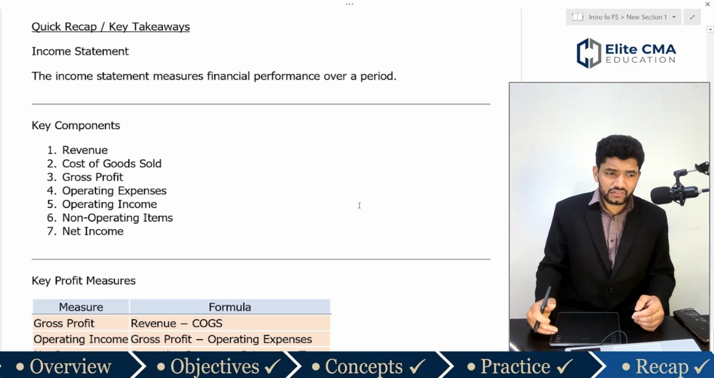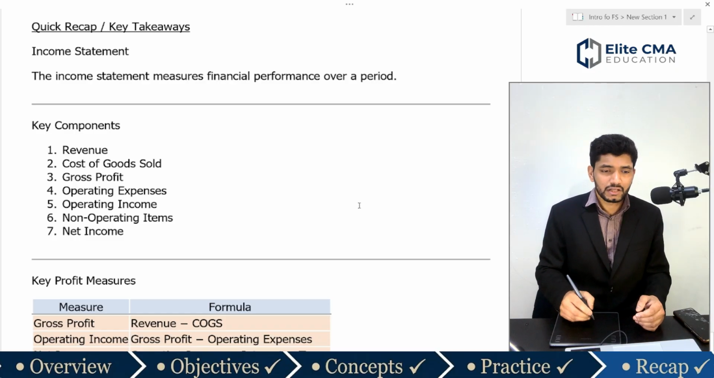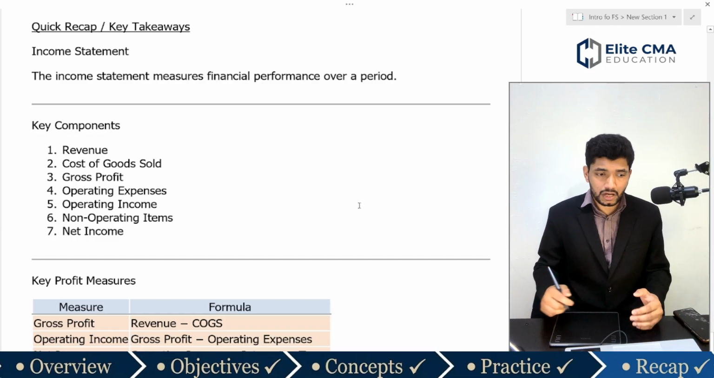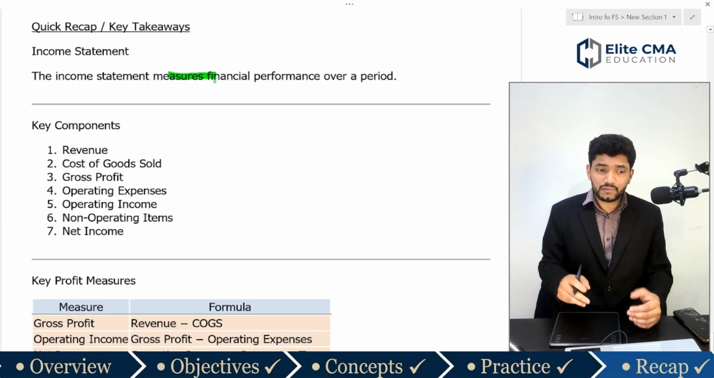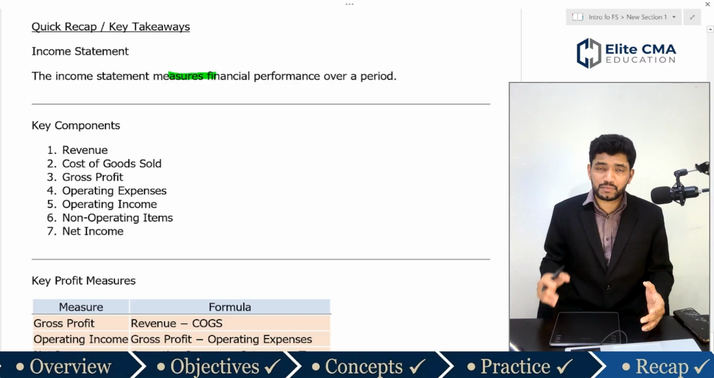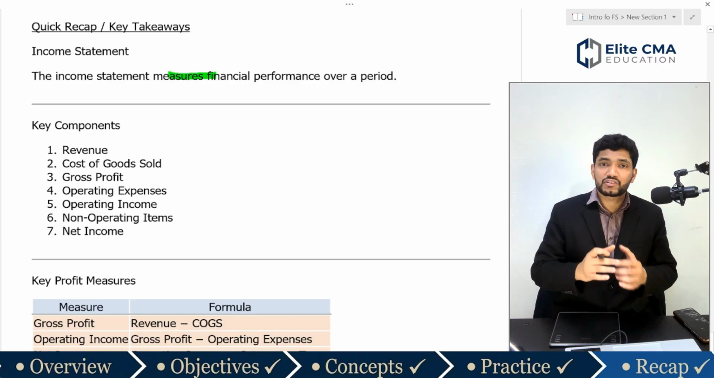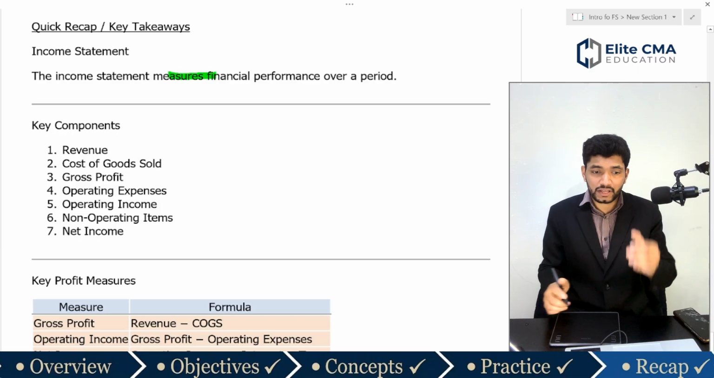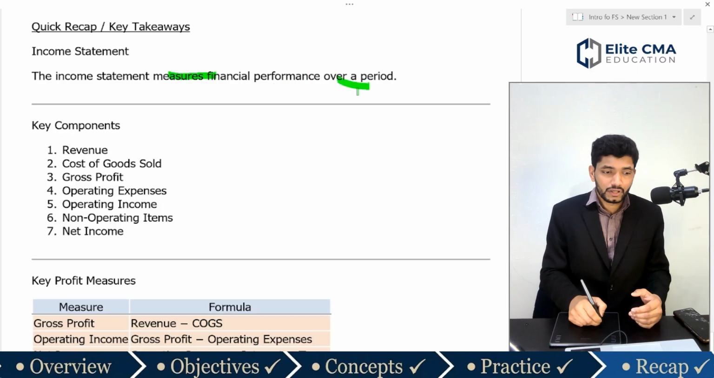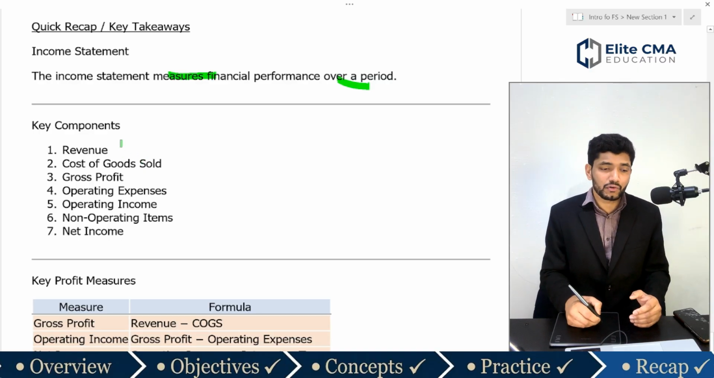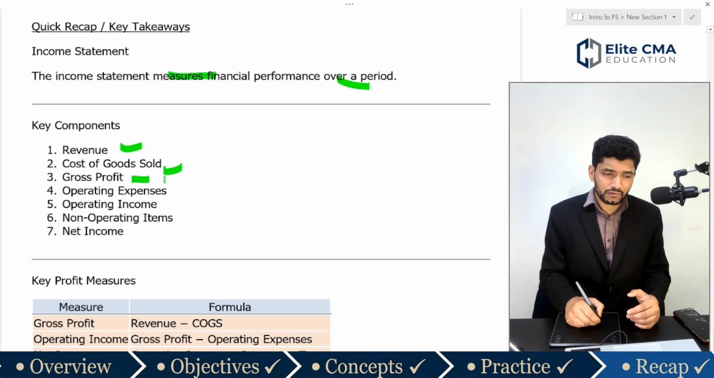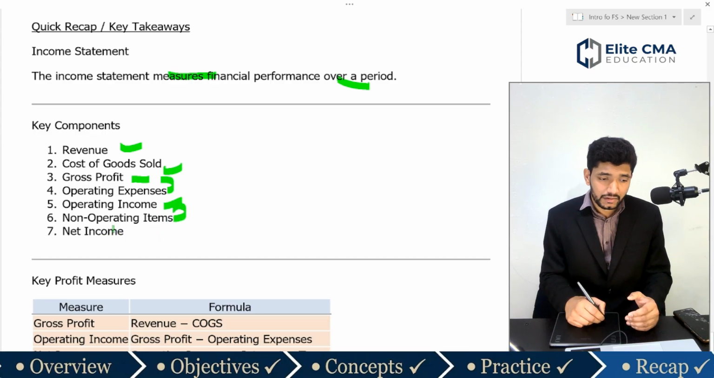So before winding up this discussion, let's have a quick summary. What we discussed today is the income statement. The income statement measures the financial performance of a company during a period of time. The key components of an income statement are revenue and cost of goods sold, which give us the gross profit. After deducting the operating expenses from the gross profit, we end up with the operating income. Then we adjust all non-operating items, and we end up with the net income.